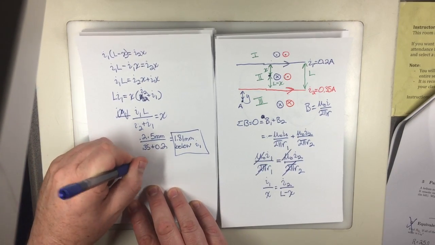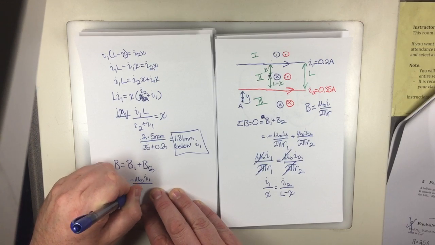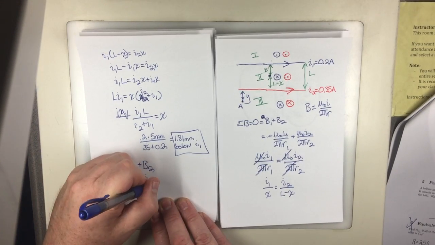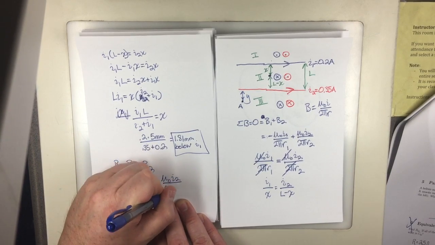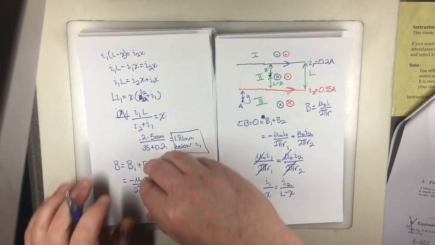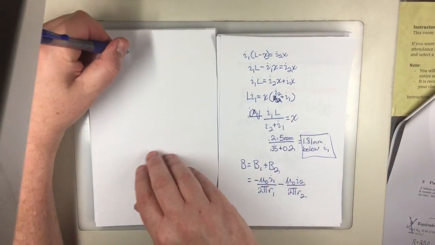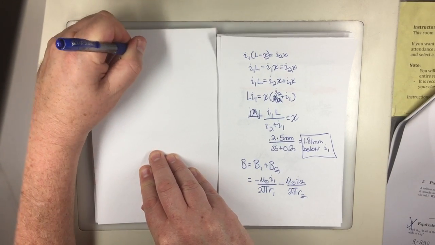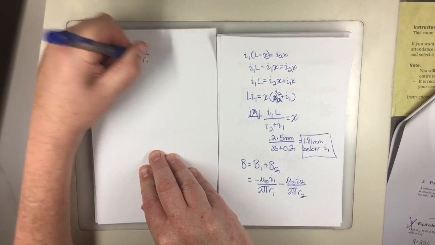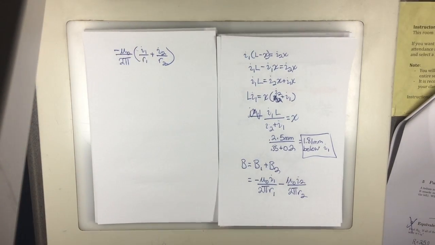is B1 plus B2. B1 is minus mu naught I1 over 2 pi R1 minus mu naught I2 over 2 pi R2, which leaves me with minus mu naught over 2 pi times I1 over R1 plus I2 over R2. Now, R1 and R2 are the distances from the wire to the point.